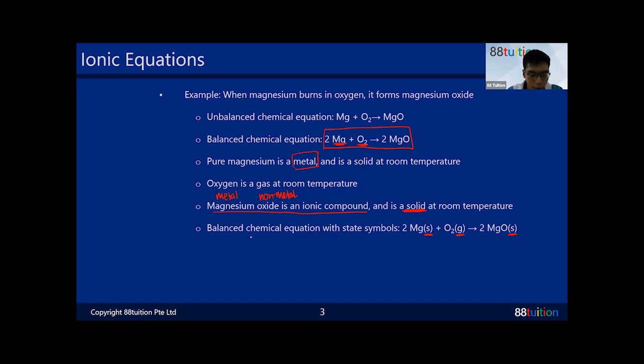So the whole balanced chemical equation, including the state symbols, should look like this. If the question asks you to write with state symbols and you miss out one, straight away it's minus one mark. So you have to be very, very careful when you answer this kind of question. Everything must be assigned correctly.